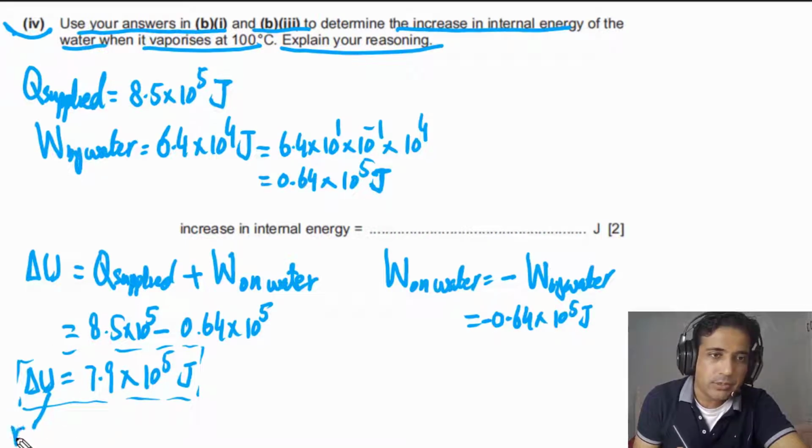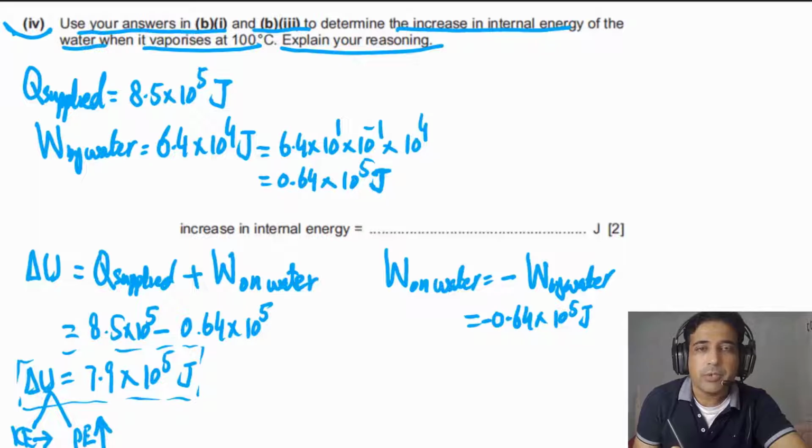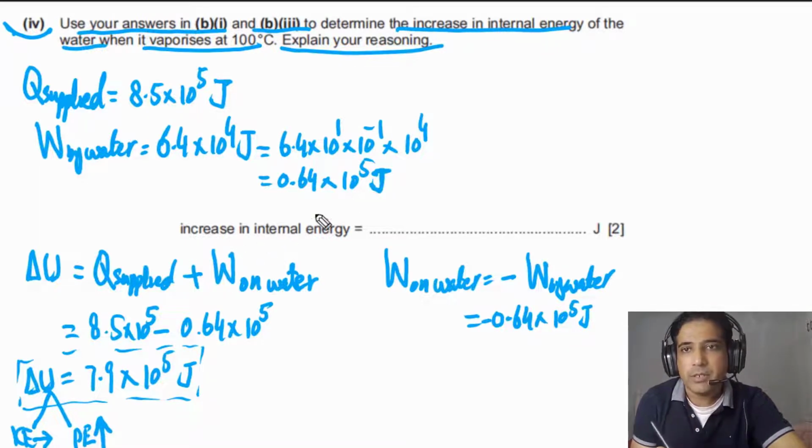Internal energy is the sum of kinetic energy of molecules plus potential energy of molecules. In this case, kinetic energy remains constant because temperature remains constant, but potential energy of molecules increases because bonds are broken. So this is what you need to understand to answer this question. Our final answer is 7.9 times 10 to 5.